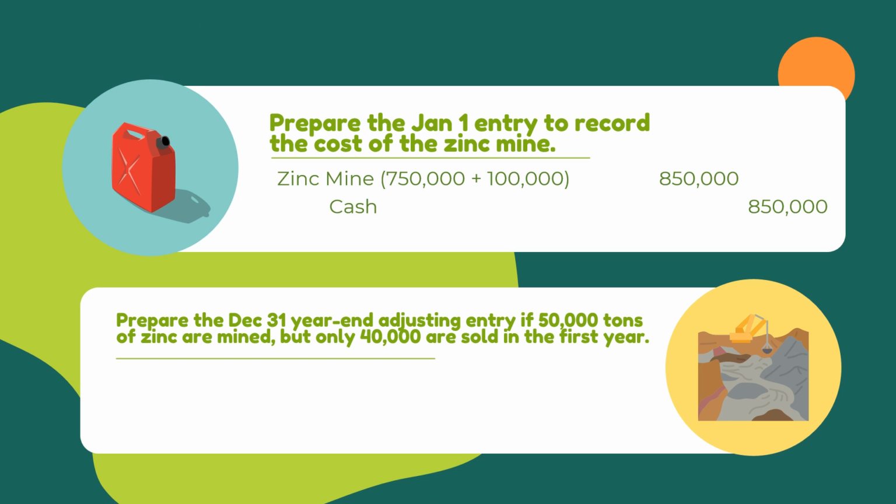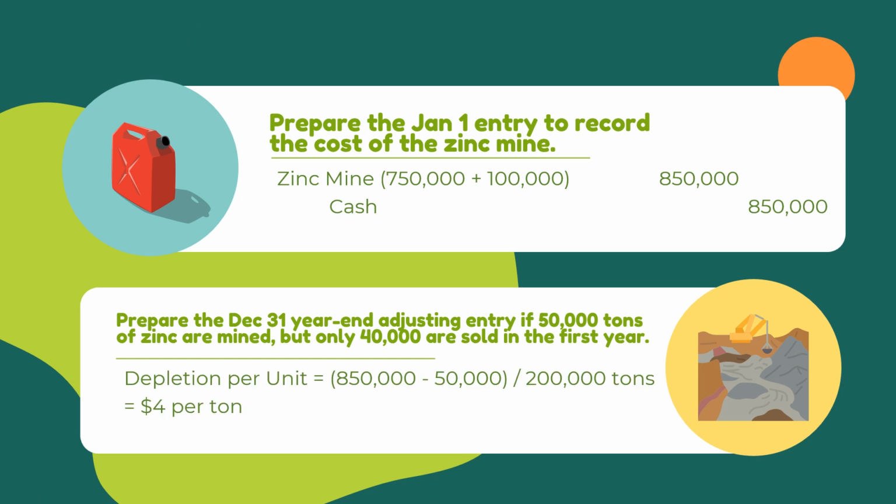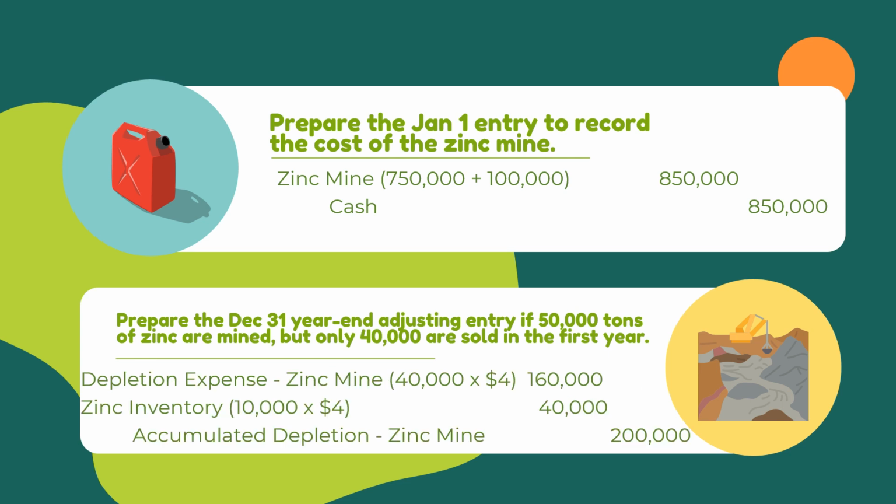Next, we can prepare the December 31st year-end adjusting entry if 50,000 tons of zinc are mined, but only 40,000 are sold in the first year. To do this, we first need to calculate the depletion per unit. So we will take the cost at which we recorded it, $850,000, and we will subtract out the salvage value that we'll have at the end, which is $50,000. That's $800,000 in the numerator. We're going to divide that by 200,000 tons that we believe that we will get from the zinc mine, and that's going to come out to $4 per ton.